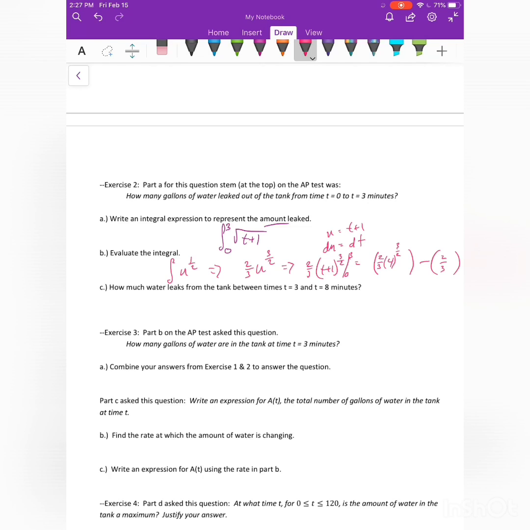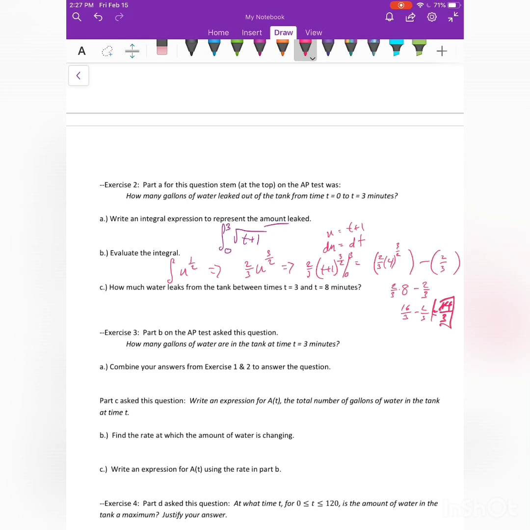And to evaluate 4 to the 3/2 without a calculator, I would do the square root part first. So the square root of 4 is 2. 2 to the 3rd is 8. So I've got 2/3 times 8 minus 2/3. Quickly, that's 16/3 minus 2/3, so we've got 14/3 as a final answer.